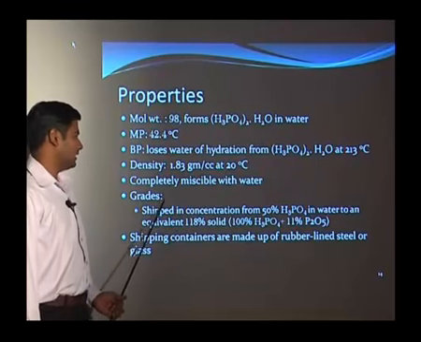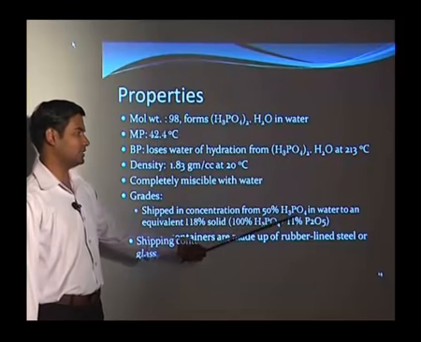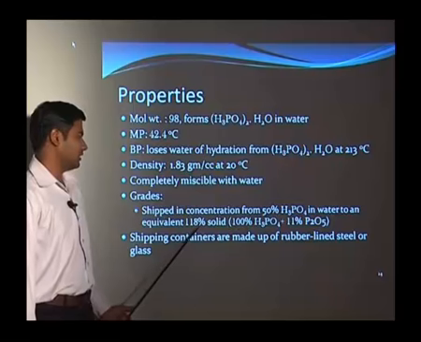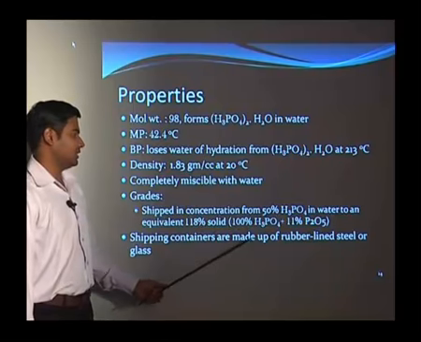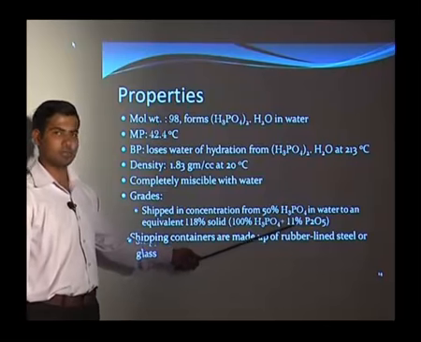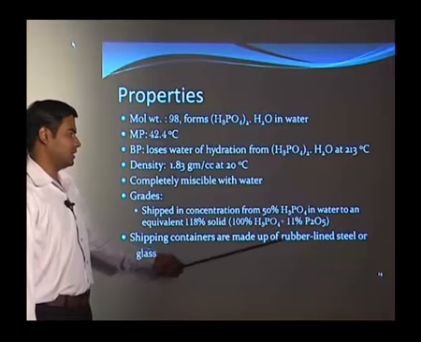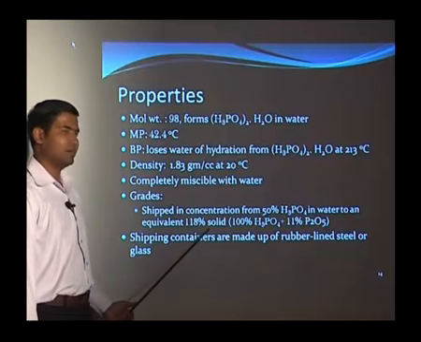Then we have grades with concentrations ranging from 50% phosphoric acid in water to an equivalent 118% solid, that is 100% phosphoric acid plus 11% phosphorus pentoxide. The shipping containers are made of rubber-lined steel or glass to avoid corrosion.